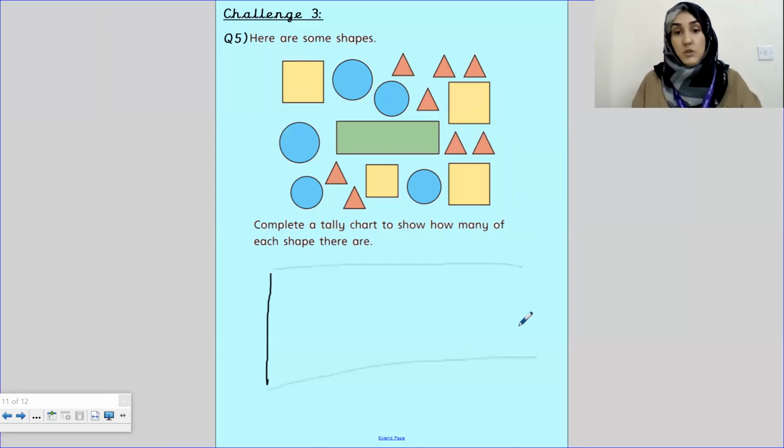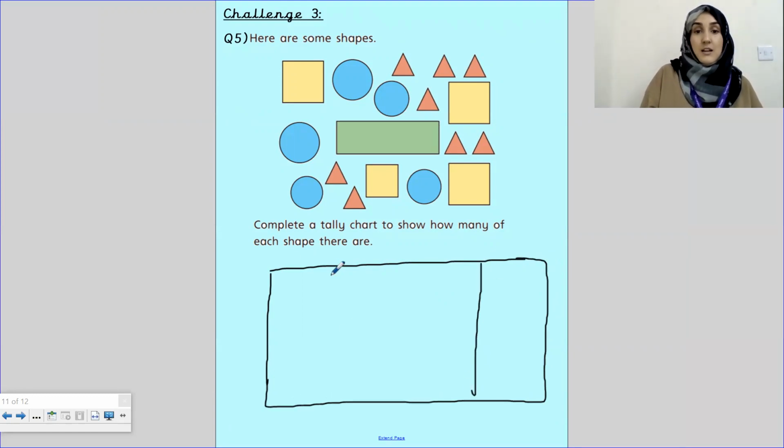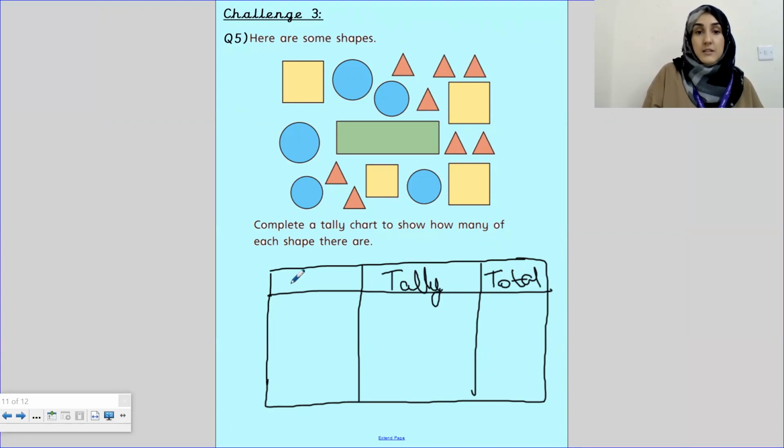Oh, that's a very dodgy line. Let's try that again. See, this is why we should always use a ruler if you have one at home, which you should have because it was in your emergency pack. I'm going to have total. I'm going to have tally over here at the top. So this is my total. This is my tally. And this is my shape.